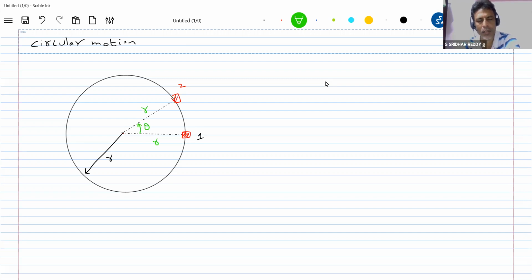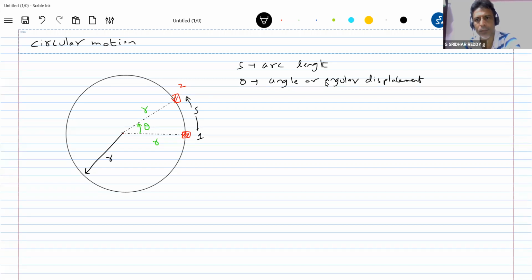Now, we call this the arc length, where s is called the arc length. Usually arc length is like a distance. It can be centimeter or meter, depending upon r: if r is in meter, s will be in meter; r in centimeter, s will be in centimeter. Then, what about theta? Theta is the angle. Here I'll call it angular displacement. Is it okay? Fine.